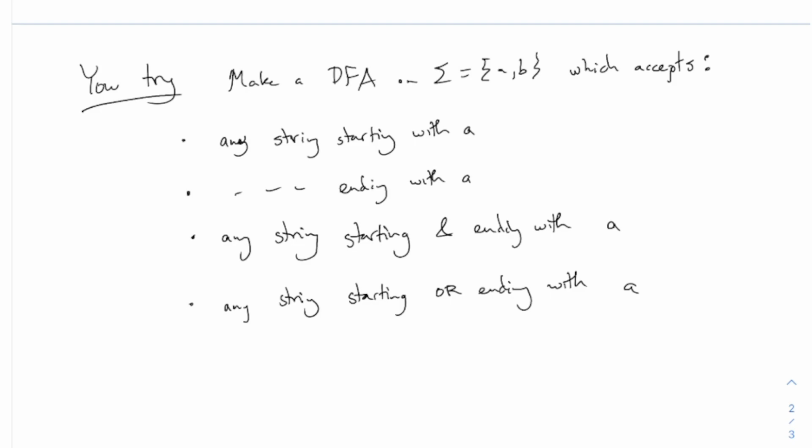The second one's easier than the first one? I don't know. I think the first one's harder. Try the second one. I had to use three states to do the first one. I used only two states to do the second one.